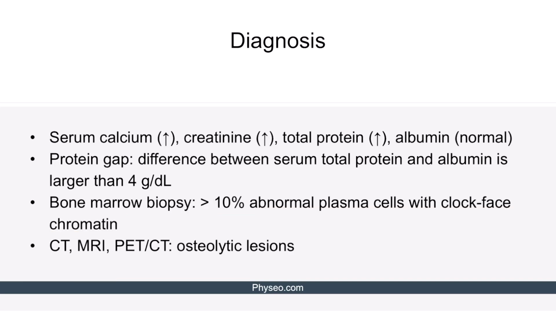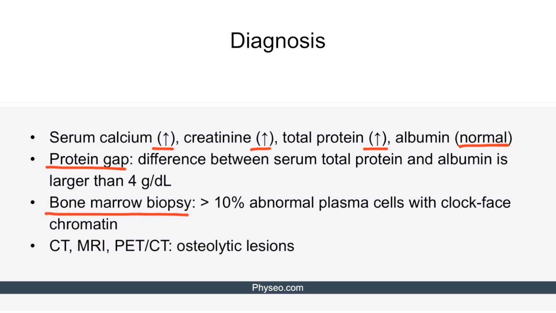Other lab studies that are often ordered include serum calcium, creatinine, total protein, and albumin. The serum calcium is usually elevated due to bone destruction by neoplastic cells that activate RANK on osteoclasts. Creatinine can be elevated if there is renal involvement. Total protein is usually elevated, but patients have normal levels of albumin. This leads to the presence of a protein gap in which the difference between the total protein and albumin is larger than 4 grams per deciliter.